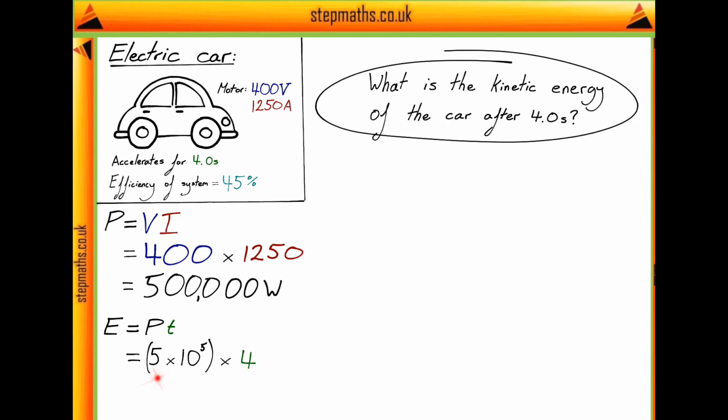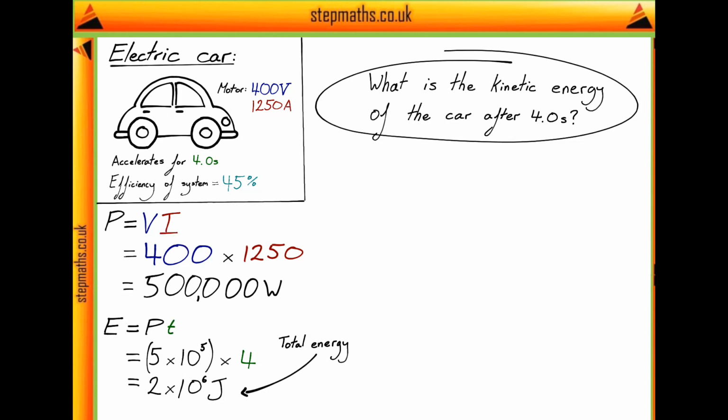To calculate the energy which the motor produces in our 4 seconds of acceleration, we can go ahead and multiply the value of power, which I've just changed here to standard form, by the time period, our 4 seconds. This then gives us a total energy produced by the motor of 2 times 10 to the 6 joules.